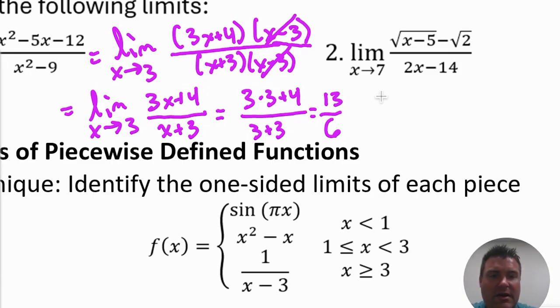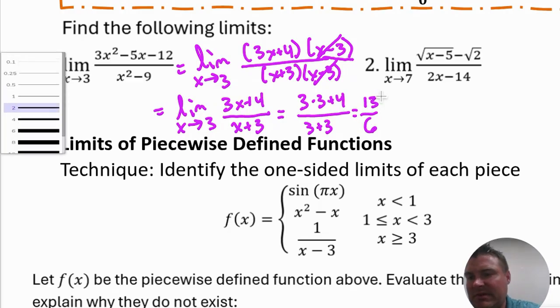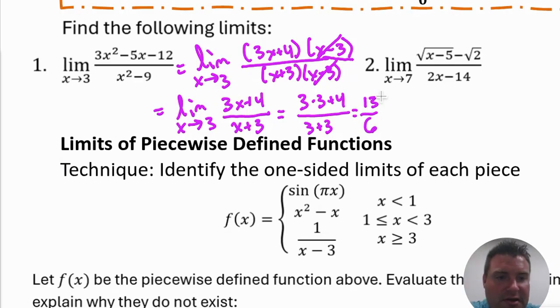Let's hope not. So with this next limit, we have this square root. And what's going to happen here is plug in a 7. It looks like I'm going to get 0 on top and 0 on the bottom. So I'm going to multiply by this conjugate. I'm actually going to make the writing a little bit smaller. So the conjugate for this top one right here is going to be x minus 5 plus root 2. I'm going to do this at top and bottom.